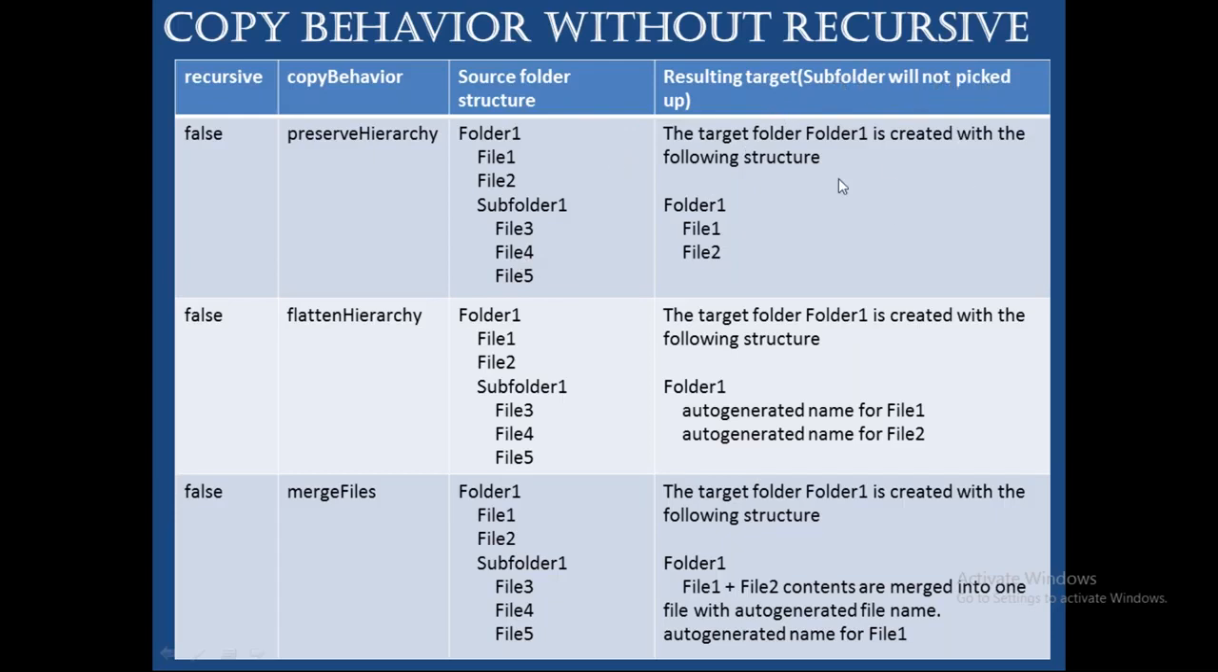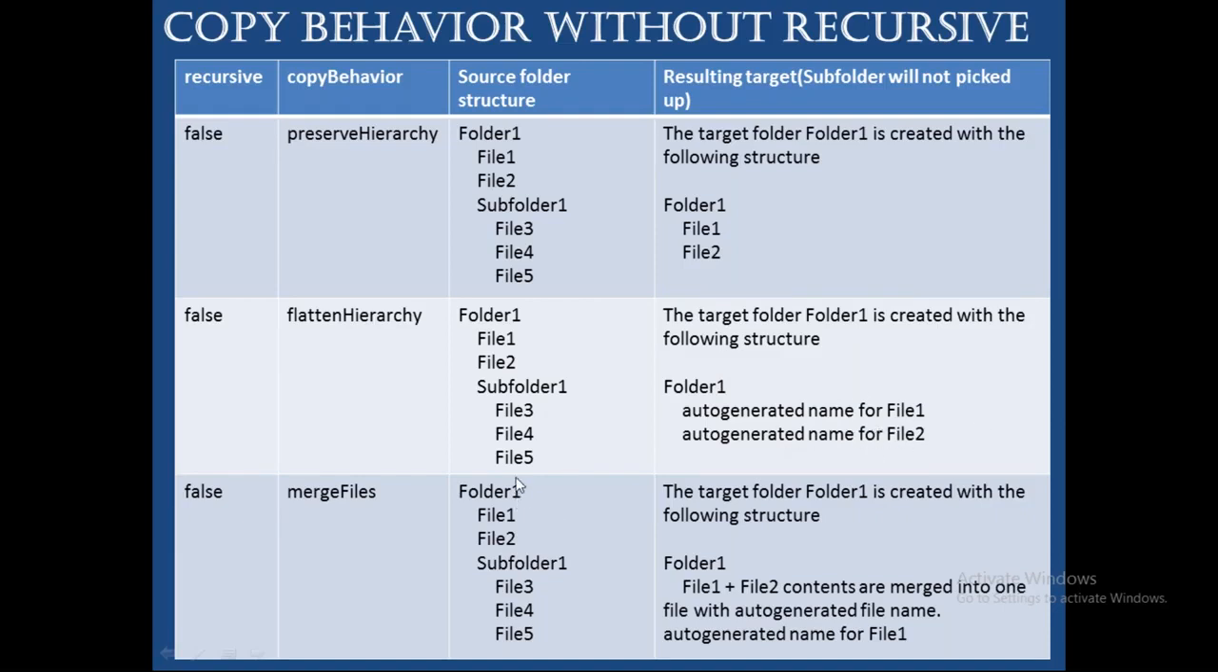Okay, so in your target side, subfolders will not be picked. Now subfolder 1, here you see flatten hierarchy, meaning what it is saying is folder 1 in this auto generated name for file 1, auto generated name for file 2, but file 3, file 4, file 5, there is no word about file 3, file 4, file 5.